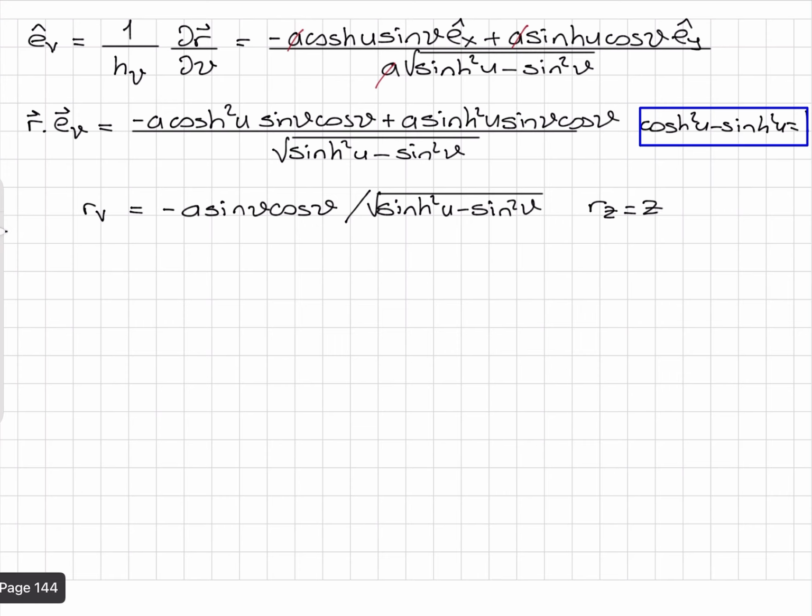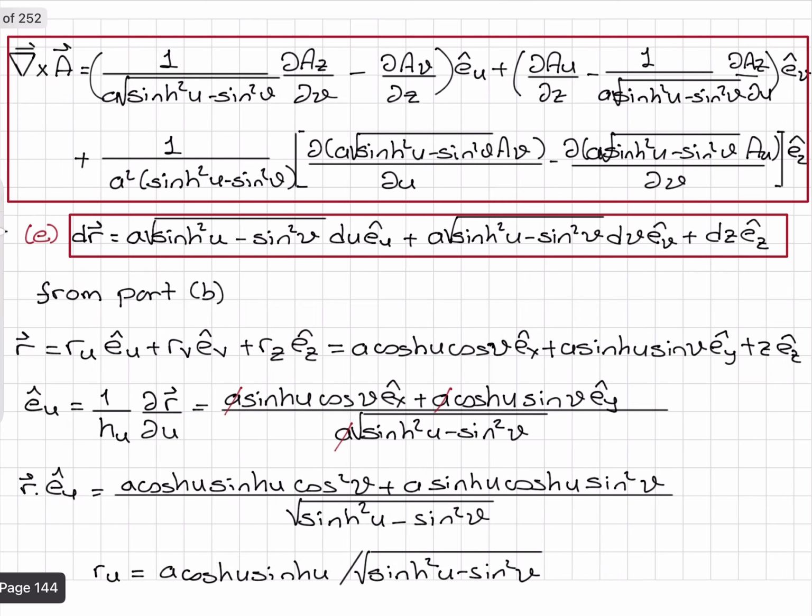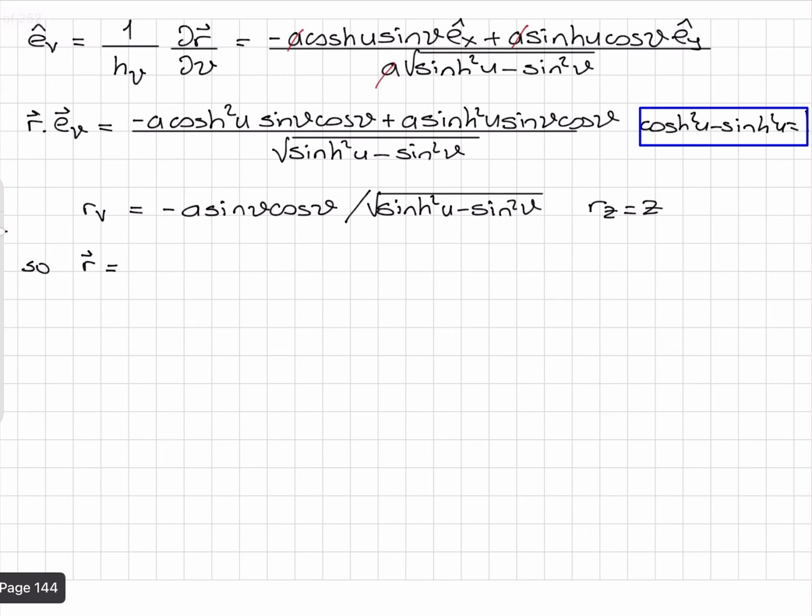So I'm ready to write the position vector. The position vector r is equal to ru. What was ru? The product of cosine hyperbolic and sine hyperbolic with a. So we have a cosine hyperbolic u sine hyperbolic u divided by the square root of sine hyperbolic squared u minus sine squared v, in the eu hat direction.